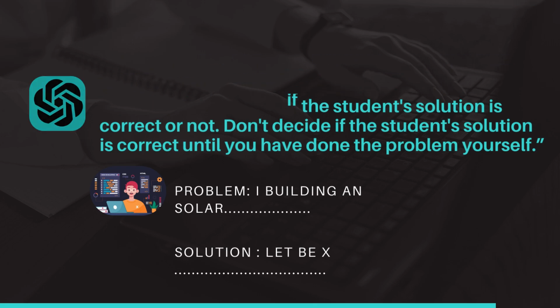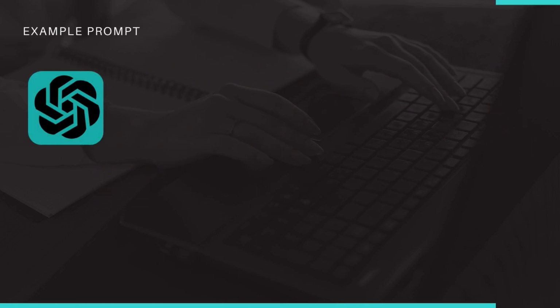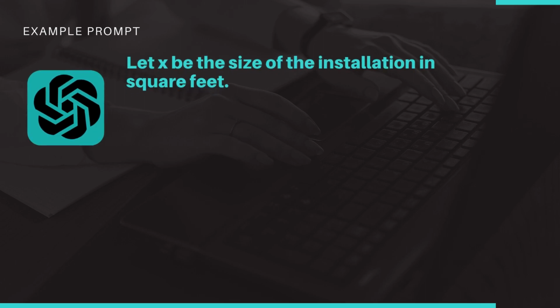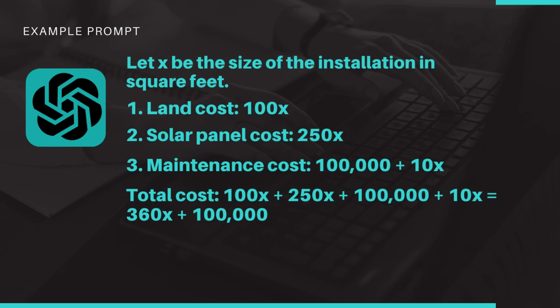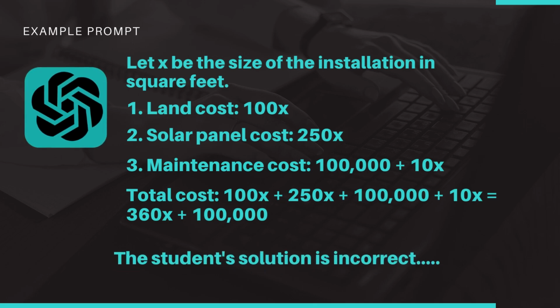We already see that. Now the assistant gives its own solution. Let x be the size of installation in square feet. Land cost 100x, solar panel cost 250x, maintenance cost 1 lakh plus 10x. So the total cost is 100x plus 250x plus 1 lakh plus 10x, equals 360x plus 1 lakh. The student's solution is incorrect. They made an error in the maintenance cost calculation, using 100x instead of 10x. The correct total cost for the first year of operation is 360x plus 1 lakh.